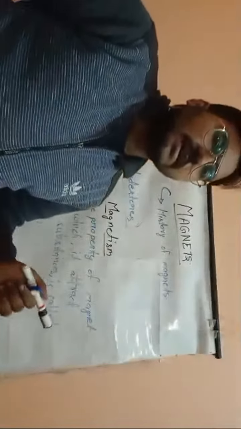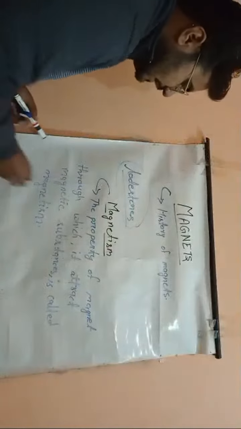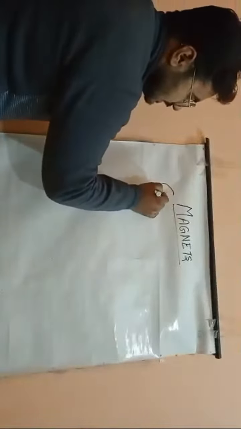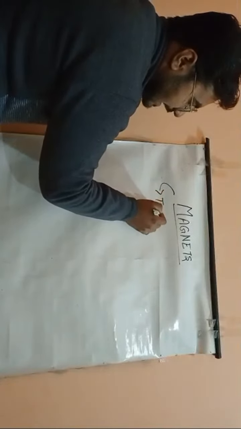Then the next point that we have to understand is... Can anyone guess what we have to understand now? After magnet and magnetism, we have to understand a new topic. What will that topic be? Any guesses? Okay, let me tell you. The next topic is the types of magnets.